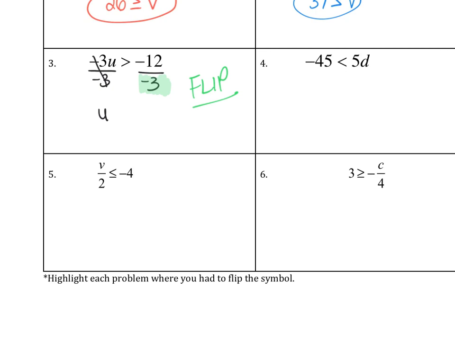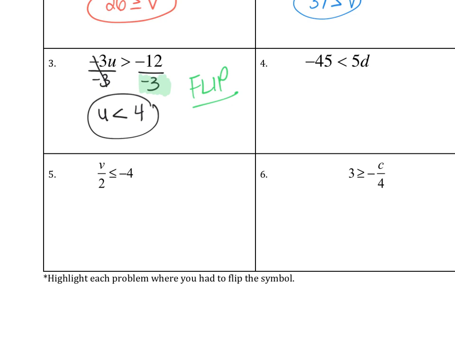Okay? So I'm going to flip the inequality in my answer, and instead of a greater than symbol, it's just going to be a less than symbol. -12 divided by -3 is 4. There's our final answer, u less than 4. Okay? Look at example number 4 in the next one.